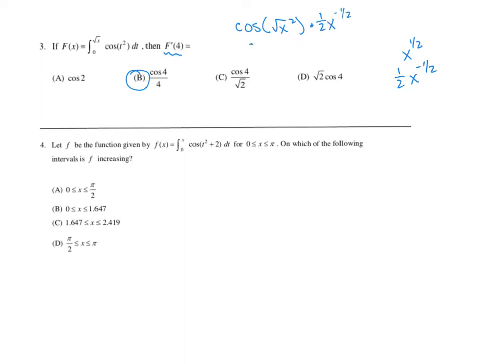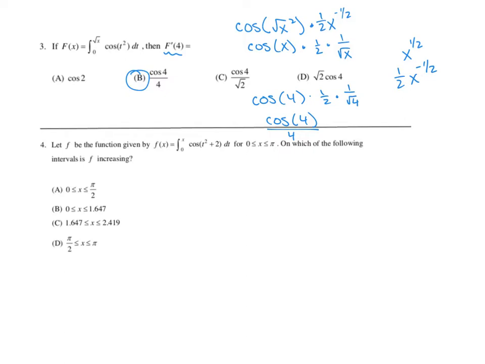This simplifies, so I have cosine of x times 1/2 times x to the negative 1/2 is 1 over root x. What do we plug in? If I plug in 4 for x, I have cosine of 4 times 1/2 times 1 over root 4. And that is going to simplify to the answer B. 1/2 times 1 over root 4 is just 4. So the answer for number 3 is B.